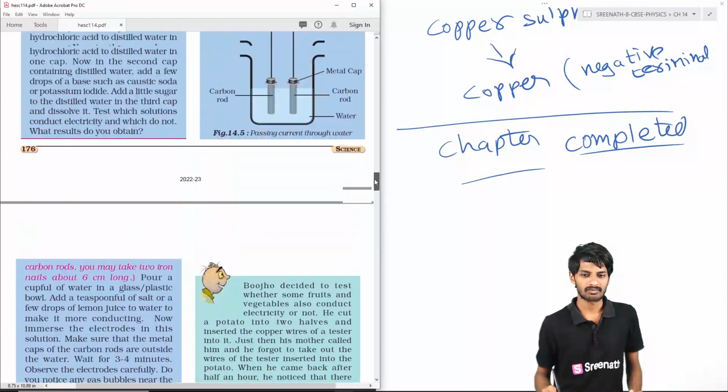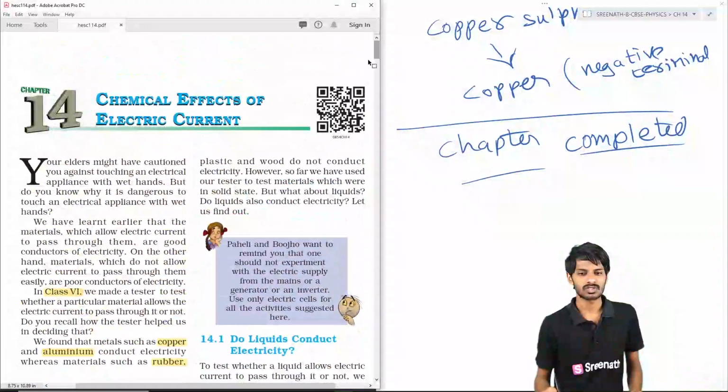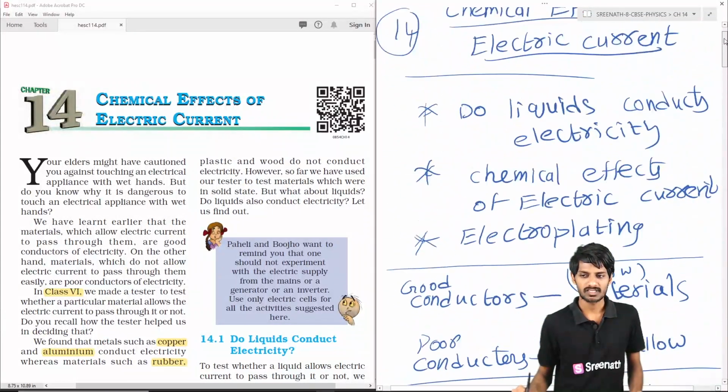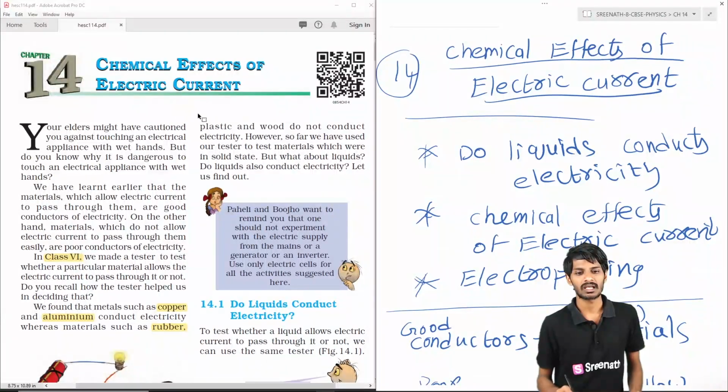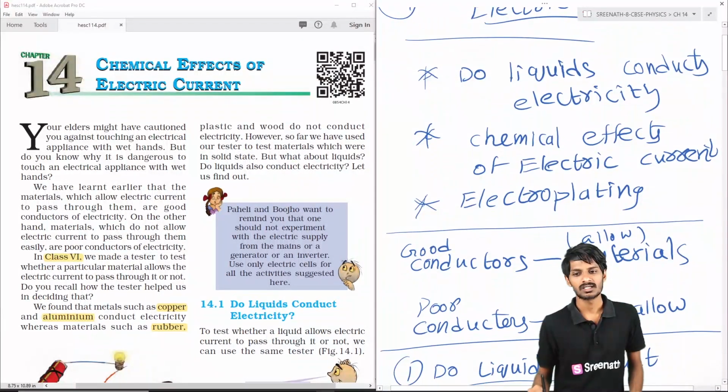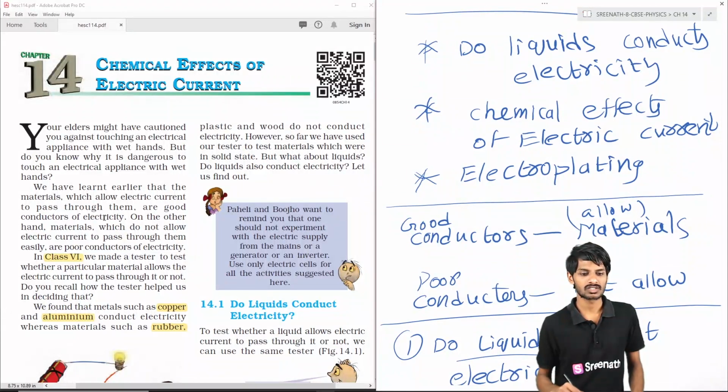So we have completed our journey through this chapter, students. So we will see the summary of this chapter. First thing is chemical effects of electric current, students. The three topics covered here are do liquids conduct electricity, chemical effects of electric current, and electroplating, students.